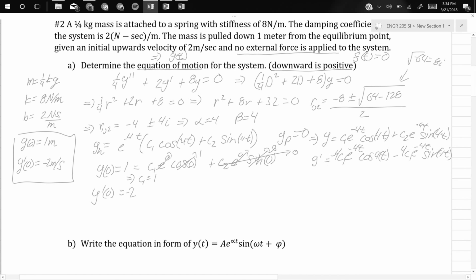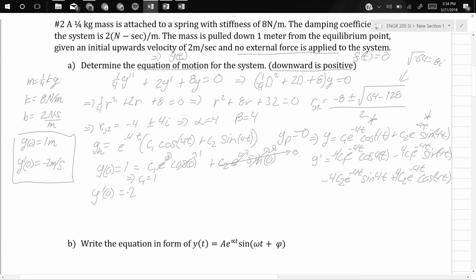So first term, I took the derivative of e to the negative 4t, and the second term I took the derivative of cosine 4t for the product rule. Next, we're going to do the other term, so minus 4 c2 e to the negative 4t sine of 4t. That would be taking the derivative of e to the negative 4t on this term. And then minus, or actually plus, c2 times 4 still, e to the negative 4t times cosine of 4t, because I took the derivative of sine.